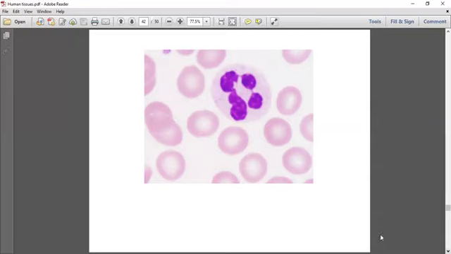Blood smear revealing a neutrophil or polymorphonuclear cell. The nucleus is segmented into 4 lobes, 1, 2, 3, 4, and the cytoplasm is rich with granules, thus called neutrophil or polymorphonuclear.